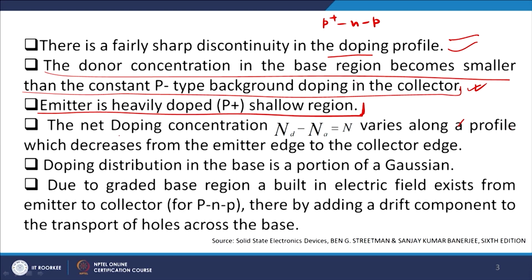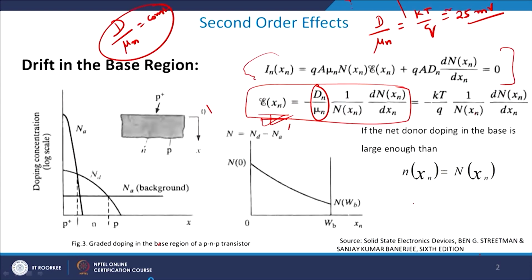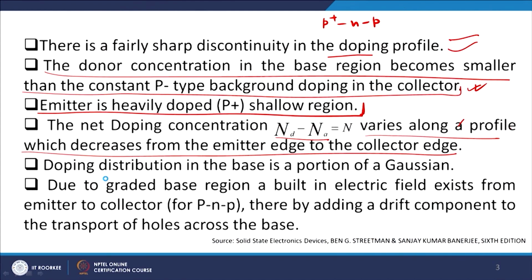Now, the net doping concentration Nd minus Na varies along a profile which decreases from the emitter edge to the collector edge. This we again discussed. The reason is very simple: if you look carefully, Nd is falling from this edge to this edge, and since it is Nd minus Na, and Na is constant at this stage, I would expect the profile between this point and this point to be parallel to this line. And that is what you get: it is maximum at the emitter edge and minimum at the collector edge.